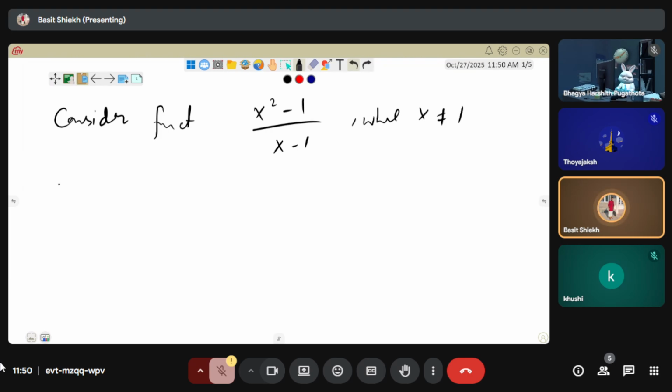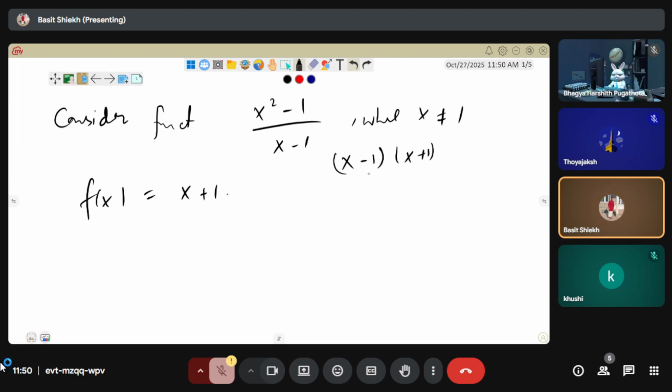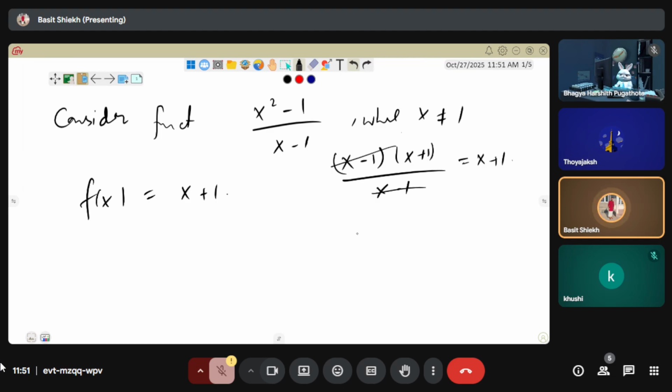So let's solve the question. Consider the function f of x equals x square minus 1 divided by x minus 1, where x is not equal to 1. How? This can be written as x minus 1 into x plus 1 divided by x minus 1. Since x is not equal to 1, I can cancel these two, then it will become x plus 1. What will be the graph of this function?